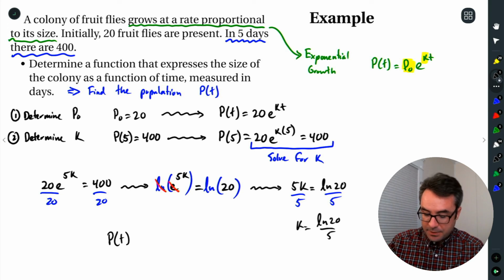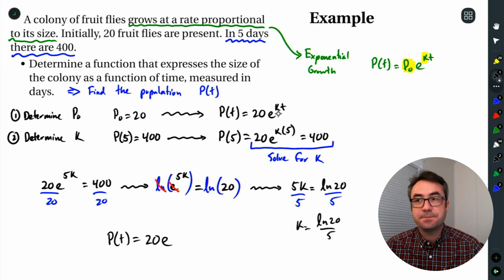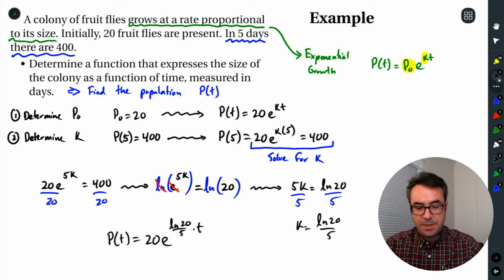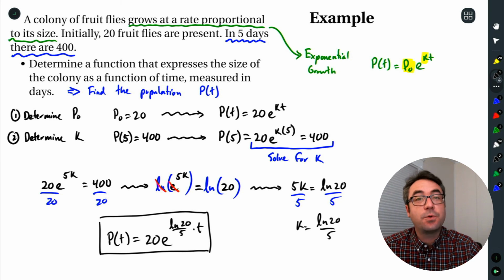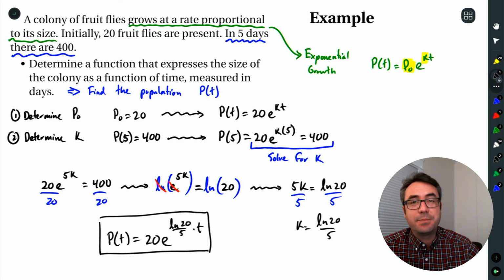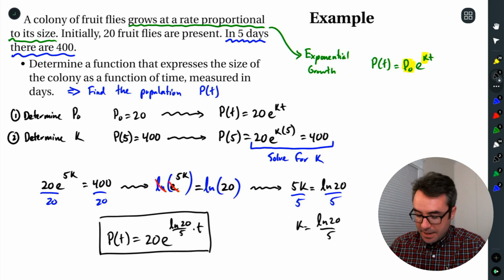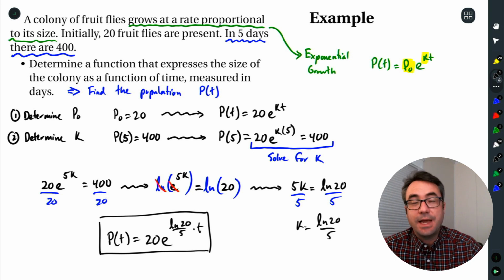So now we can say our population function is 20 times e, and we know what k is. So it's natural log 20 over 5 times t. And t is our variable. So there's our nice population function. And we can answer all sorts of questions with that now. So if we wanted to know what the population would be after 10 days, plug 10 into that function. If we want to know the population after 8 days, just plug 8 into that function. So it's a handy function to have. It models how many fruit flies we have in this particular colony after so many days.